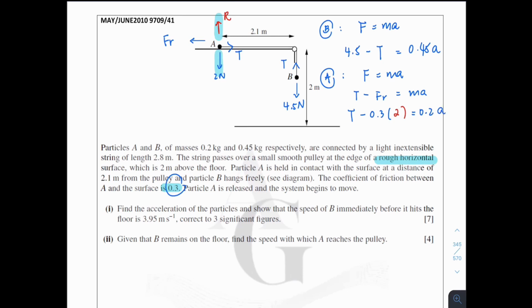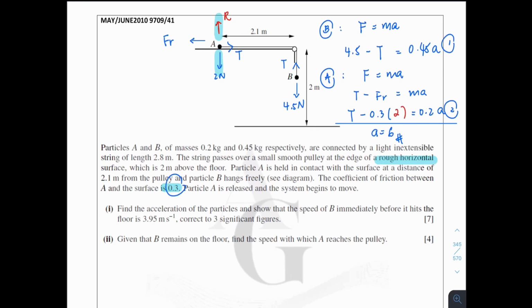So what you need to do now is just to solve this and this equation simultaneously, and eventually you will get the acceleration equals 6. That's how you solve for the first part to get the acceleration. If the question asks for the tension, you just need to substitute the a into one of the equations to get the tension. Usually when it comes to the pulley question, the first part they always ask for the tension or the acceleration.